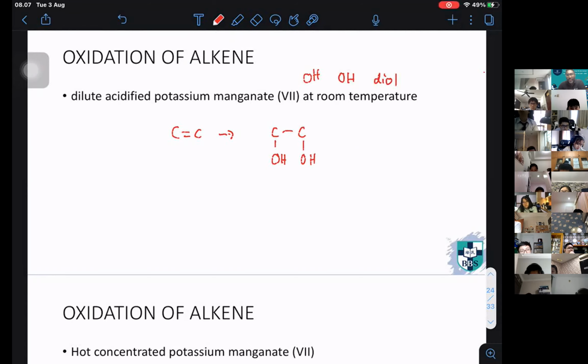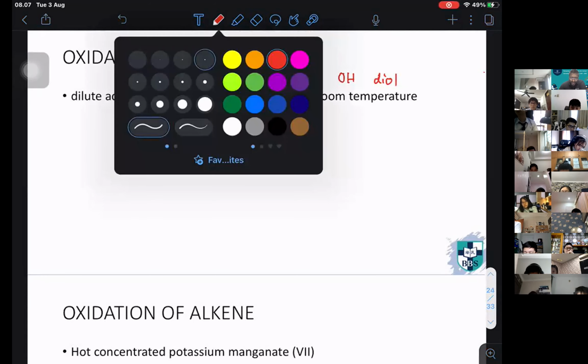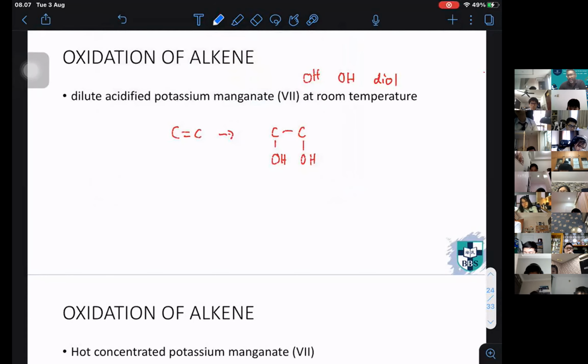So how is this one going to be formed? You need to know also, in terms of writing equation, but this is not so important. But if they ask you to write the equation, it will be something like this, plus, this is going to be the oxidation.